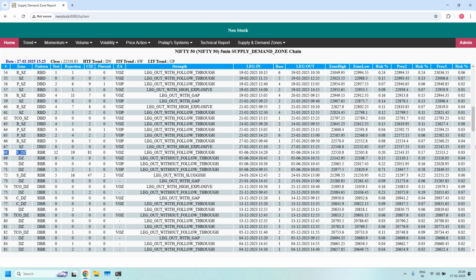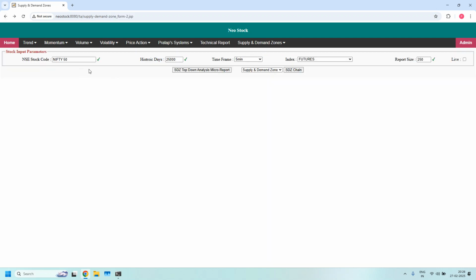So this is about Nifty supply demand zone chain. Next we will generate Bank Nifty supply demand zone chain. That is nothing but Nifty Bank. Start with 125 minutes supply demand zone chain for Bank Nifty.